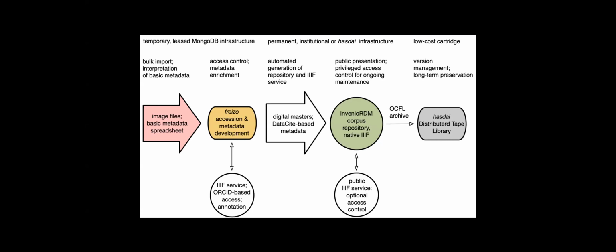And in point of fact, having now launched the InvenioRDM, we can destroy all of the Friso investment because it was really just an on-ramp to organize the data. But Friso allowed us to generate IIIF services and to actually produce the InvenioRDM repository at scale without having to create gazillion assets individually.